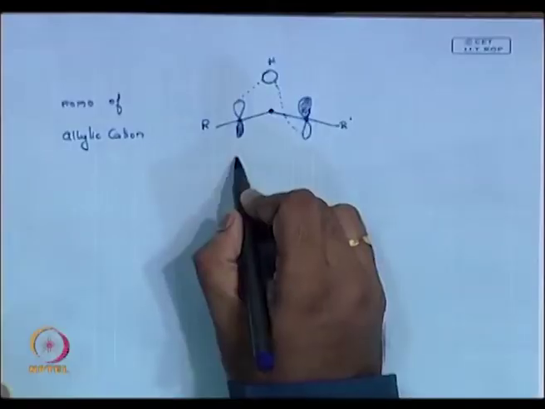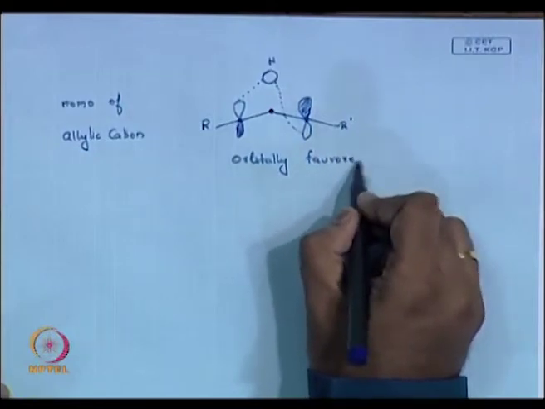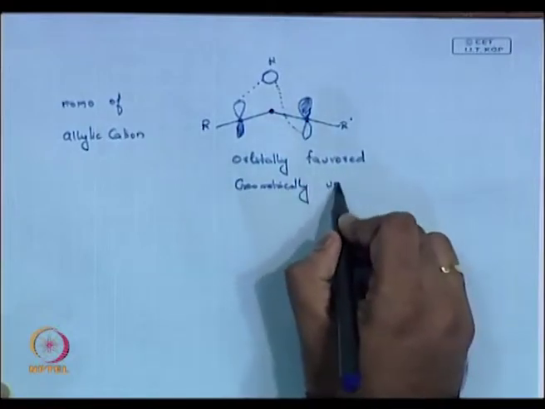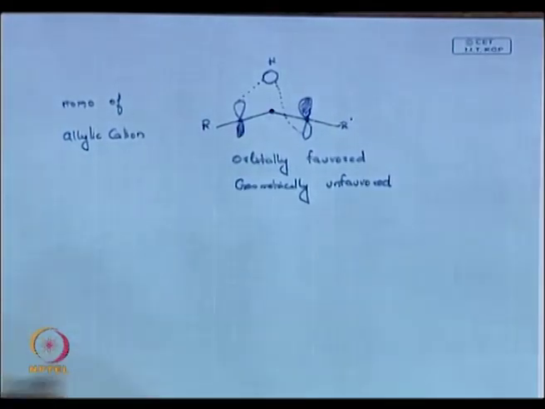Even though it is orbitally favored, you can say it is geometrically unfavored, because hydrogen is very small, so it cannot bridge between these two orbitals. That is the only exception to this rule. Otherwise, everything fits the rule. 1,3, 1,5, 1,7, all fit exactly. Only in 1,3, if you go for heating, both suprafacial and antarafacial do not occur.